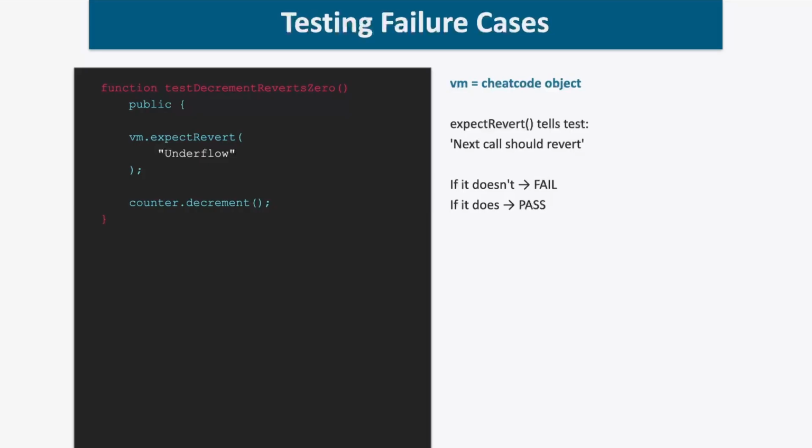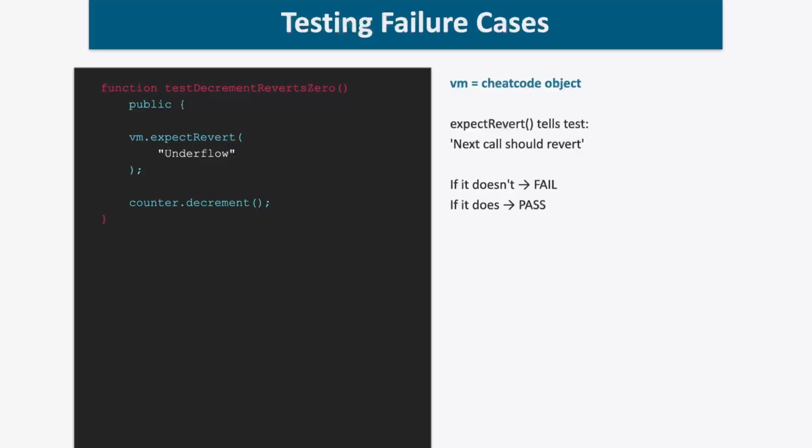Testing success is not enough. You must test failure as well. This is where many developers fail. Beginners write tests that only check, does this function work? Professionals also test, does this function fail correctly when it should? Here's the test. Function test decrement reverts when 0. The vm.expectRevert function is a cheat code. It tells Foundry the next call should revert with the message underflow.